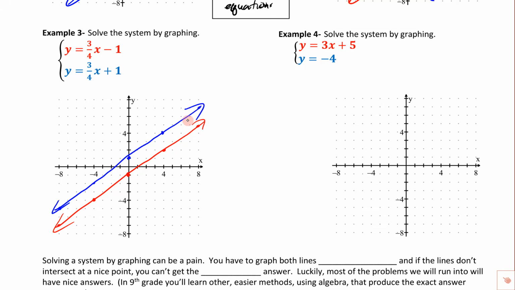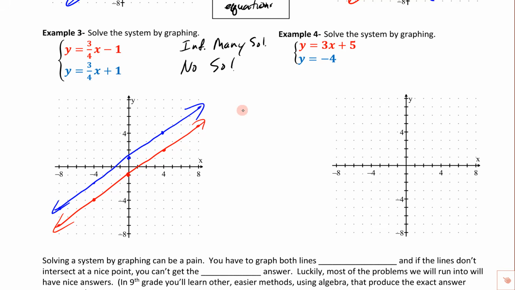And if they're never going to cross, what should we write? So think about that for just a second. I'll give you an option. It's one of those weird answers. It's either infinitely many solutions, which means any point that works in one would work in the other, or it's no solution. So stop and think about what it might be.